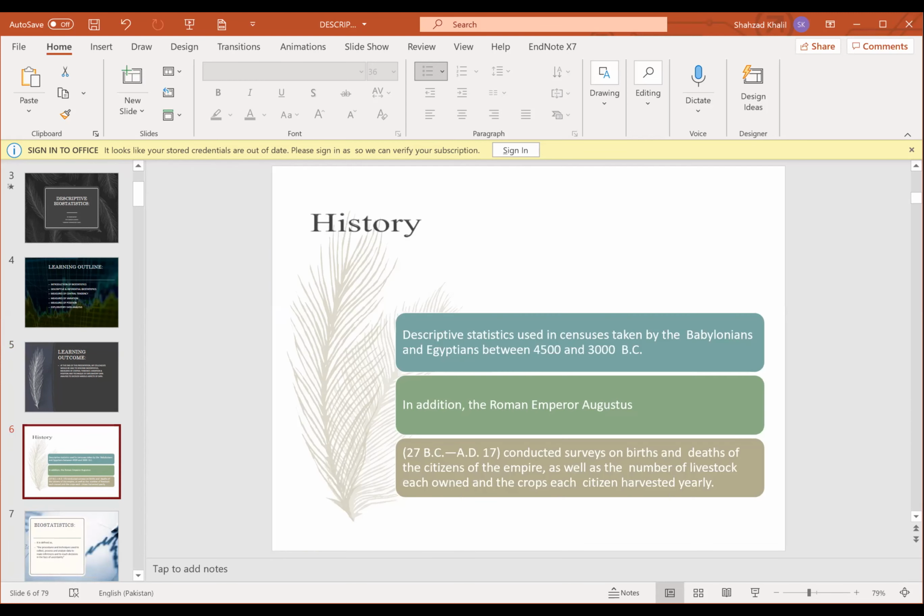Starting with the history. Descriptive statistics were used in censuses taken by the Babylonians and Egyptians between 4500 and 3000 BC. In addition, the Roman Emperor Augustus conducted surveys on births and deaths of the citizens of the empire, as well as the number of livestock each owned and the crops each citizen harvested yearly.